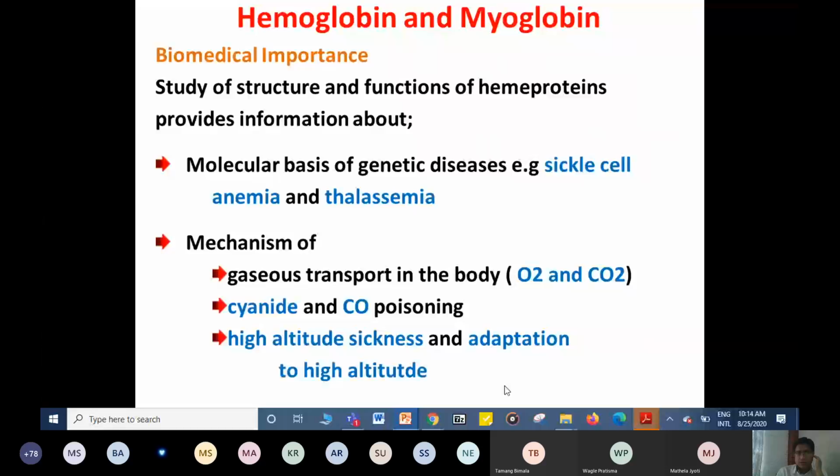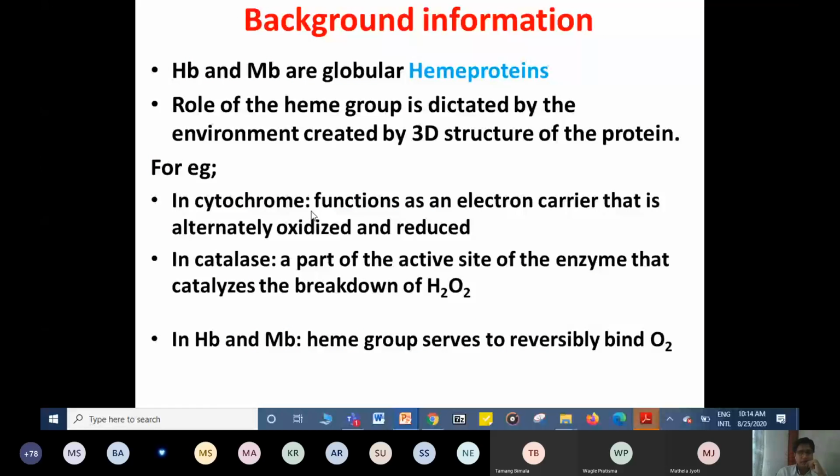This is background information. Hemoglobin and myoglobin are globular heme proteins, because proteins can be fibrous or globular. We already explained that heme proteins are proteins containing heme as a prosthetic group. And the role of the heme group in a heme protein is dictated by the environment created by the three-dimensional structure of the protein. The structure of a protein is usually complex, because it has to create sites and an environment for the chemical reaction, here in hemoglobin and myoglobin, to carry and release oxygen. The role of heme in heme proteins is dictated by the environment created by the three-dimensional structure of the protein.